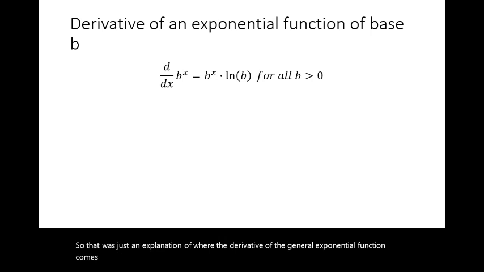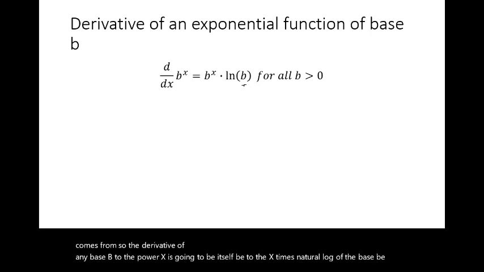So the derivative of any base b to the power x is going to be itself, b to the x, times natural log of the base b. And this will apply to any base that is greater than 0. So it's b to the x times natural log of the original base b.